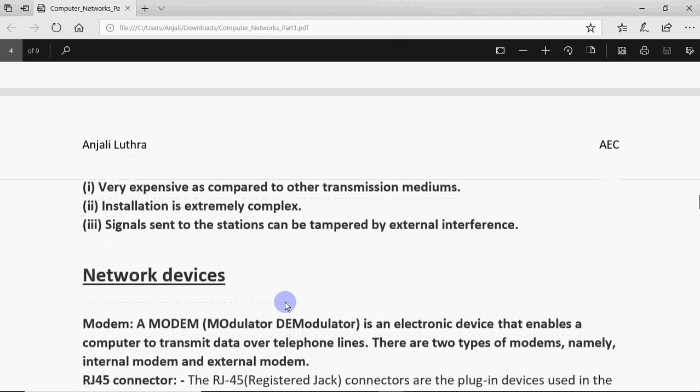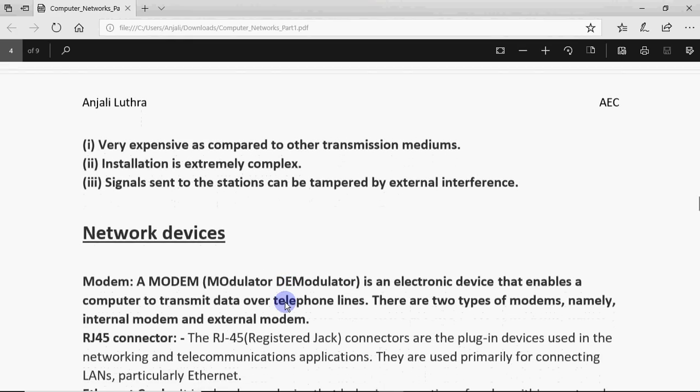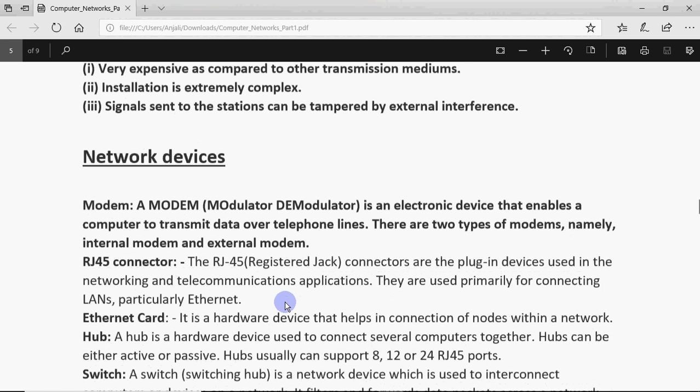Disadvantages are: it's very expensive as compared to other transmission mediums. Installation is extremely complex, and signals sent to the stations can be tampered with by external interference. Okay, so these are the drawbacks. So this is the set of transmission medias which can be used for connecting the computers while forming a network.